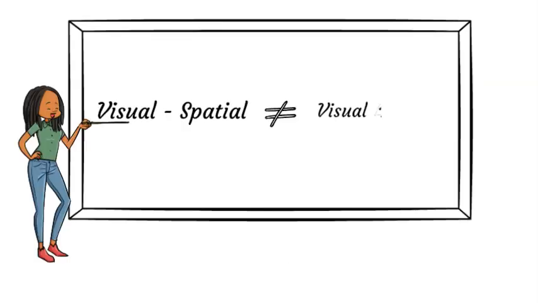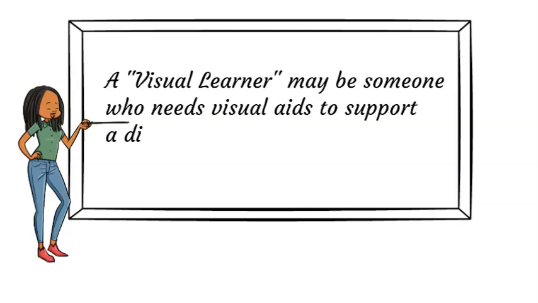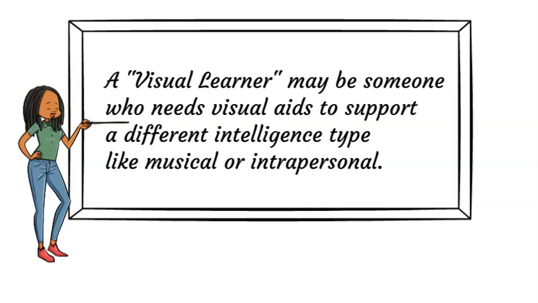Take note of this. You'll often hear someone say that they are a visual learner, where they mean that a visual aid or picture is needed for them to comprehend something effectively. But this does not equate to having a visual intelligence type. In fact, if a person requires visual aids, then it is likely because they need support for having a different intelligence type, such as verbal, linguistic, or musical intelligence.